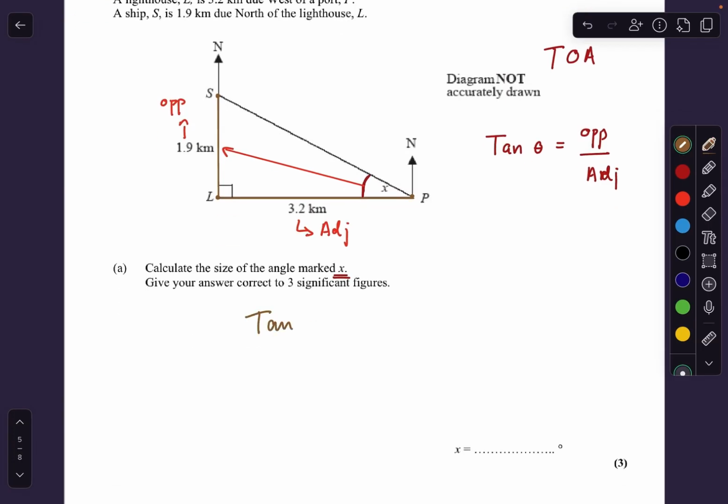So tan of the angle X equals opposite over adjacent. We already know, because the angle X is here, the opposite is 1.9, divided by 3.2, which is the adjacent over here. To solve this, we'll take the tan to the other side. So X equals tan inverse.